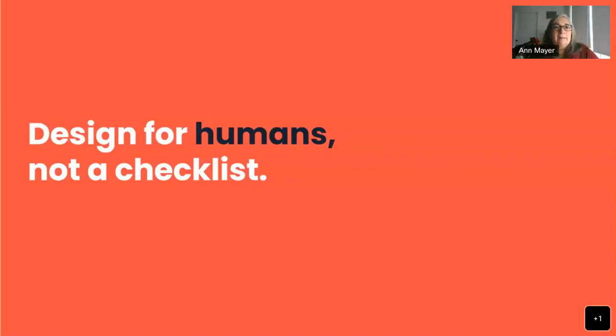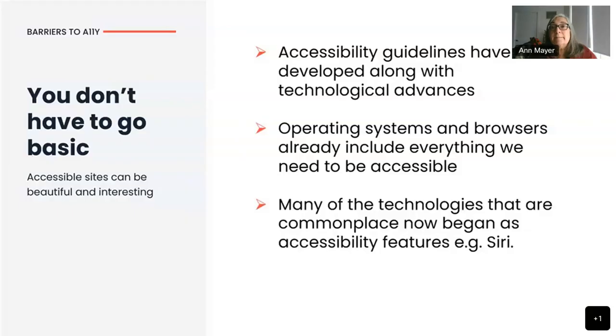Designed for humans, not a checklist. So understand that accessibility is a human issue. So understand who it's for and why. Understand the challenges that others are facing and the part that you play in creating or removing barriers. And once you have that baseline understanding, it makes it a lot easier to learn the how. And the technical guidelines will then make more sense.